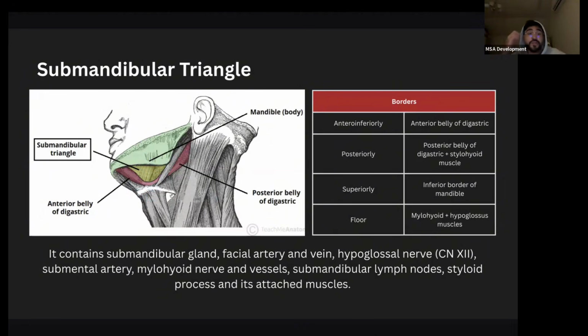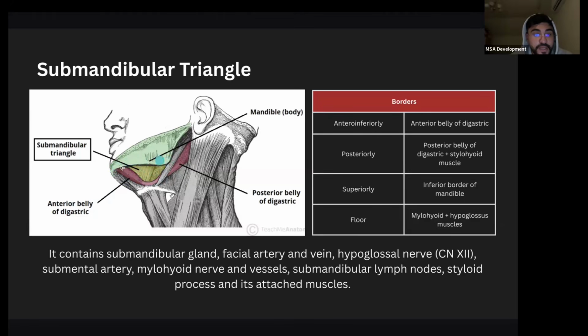Now, what are the structures found in the submandibular triangle? Of course, you're going to have your submandibular gland. You're going to have the facial artery and facial vein. You're going to have the hypoglossal nerve, mylohyoid nerves and vessels, styloid processes, and their attached muscles as well. But the high-yield things that I want you to remember are the submandibular gland, facial artery and vein, hypoglossal nerve, and submental artery. Very, very important. So again, let's repeat the borders because I feel it's very important for you to know. So this is the submandibular triangle.